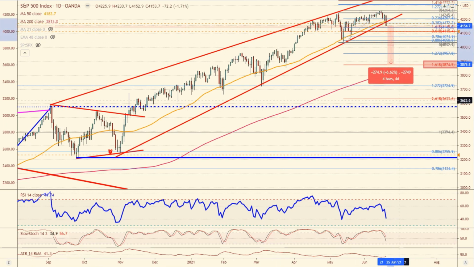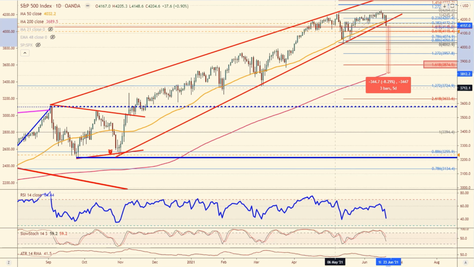a 6.5% correction. To the 200-day moving average, let's imagine an overshoot from current prices would take us 8%. So I think it's doable. I'm not saying that we're going to do that. I'm just saying that it is within the realm of possible, especially after such an epic run that we've seen in equities.